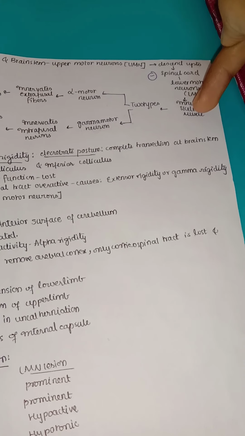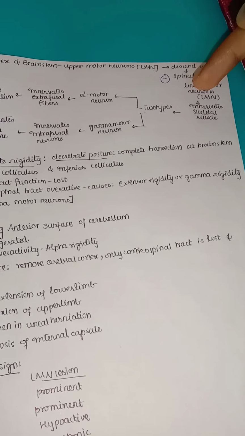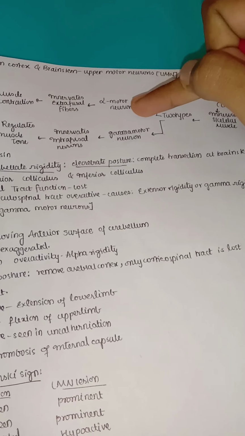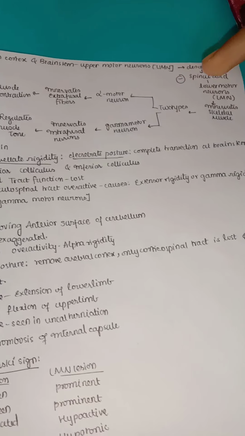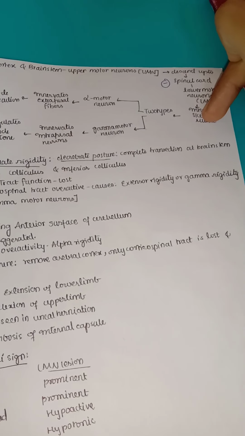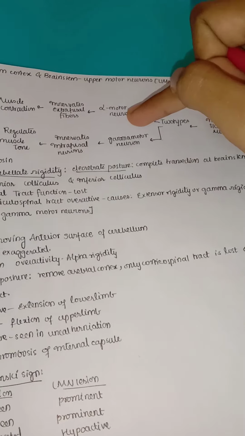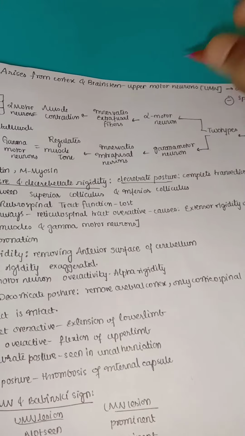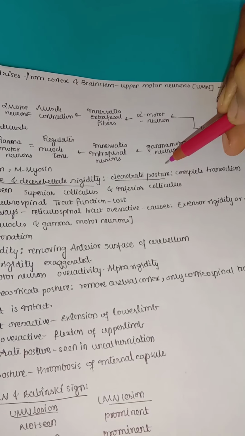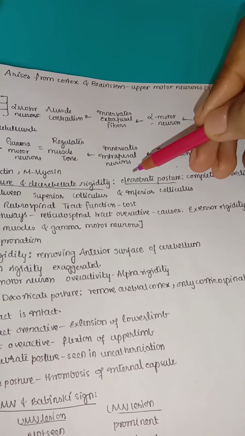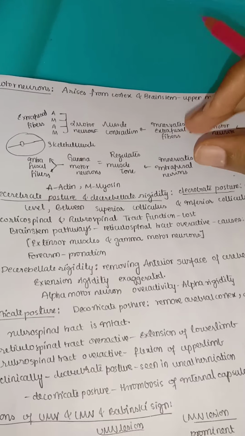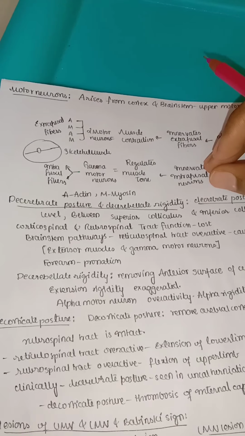So it mainly innervates the skeletal muscles, and here you can see we mainly have two types of motor neurons, the alpha motor neuron and the gamma motor neuron. So the lower motor neuron activates the skeletal muscle, and it is divided into alpha motor neuron and gamma motor neuron. The alpha motor neuron mainly innervates the extrafusal fibers, and the gamma motor neuron mainly innervates the intrafusal fibers. So what are these extrafusal fibers and intrafusal fibers? Let us check.